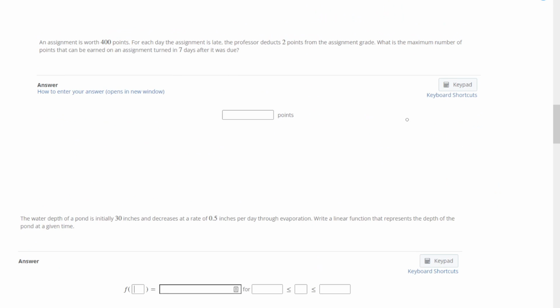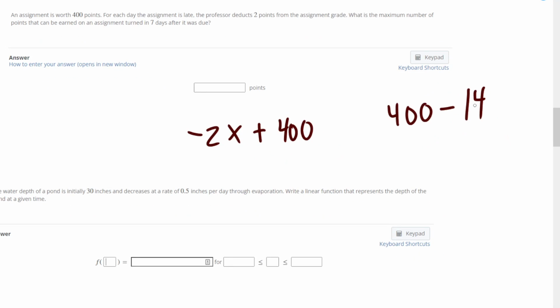An assignment is worth 400 points. For each day the assignment is late, the professor deducts 2 points from the assignment grade. What is the maximum number of points that can be earned on an assignment turned in 7 days after it was due? So we'll write out the equation. For every day that it's late, negative 2 times our amount of days, let's say x, plus 400, because we're starting at 400, and we're going down 2 points each day it's late. Then we'll plug in 7, so we have 400 minus 14, which should be 386.